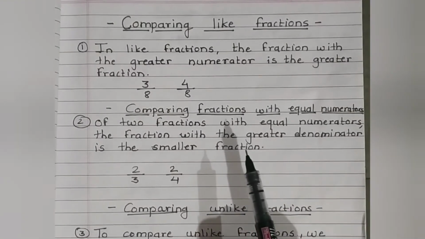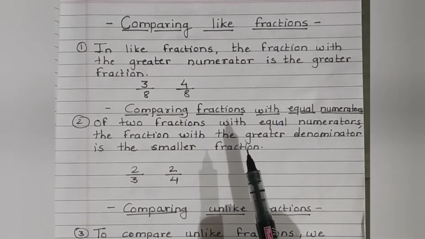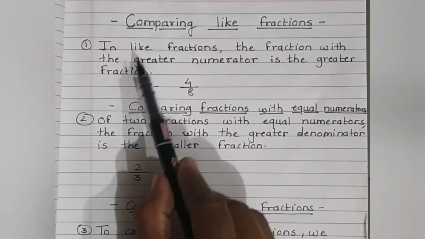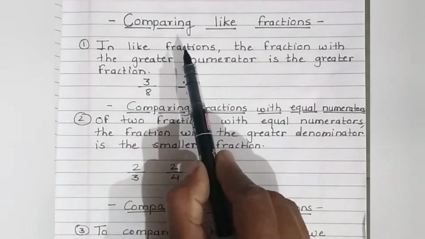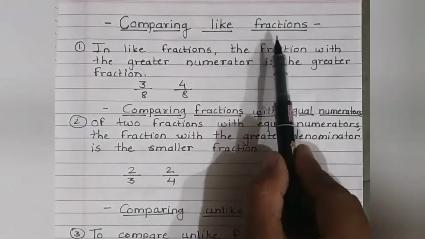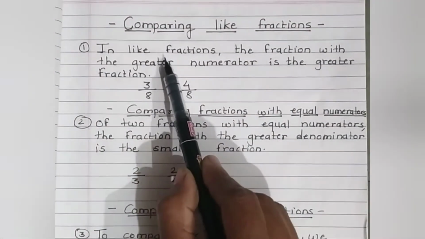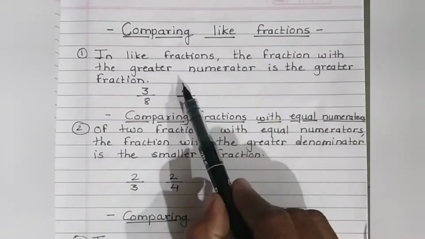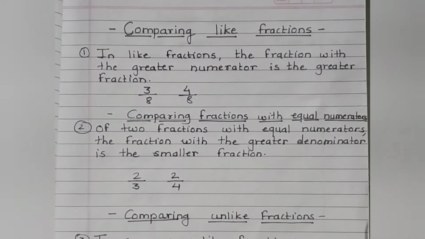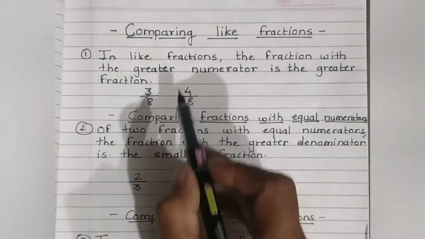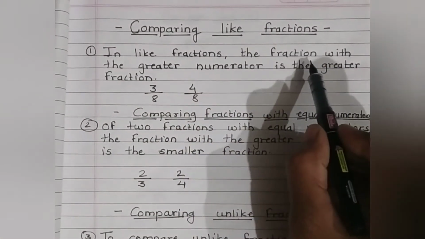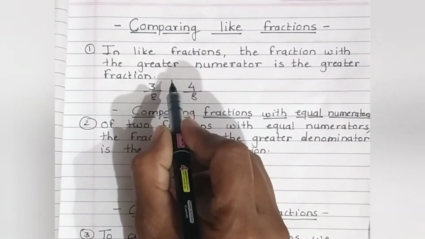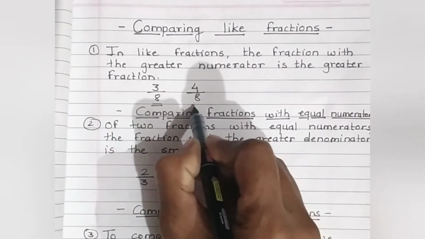So here we are going to compare the fractions. Okay, so we want to compare two fractions. So if like fractions are there, in like fractions the fraction with the greater numerator is the greater fraction. So always remember that in like fractions, the fraction with the greater numerator is greater. Like fractions, you know very well that the denominators are same.